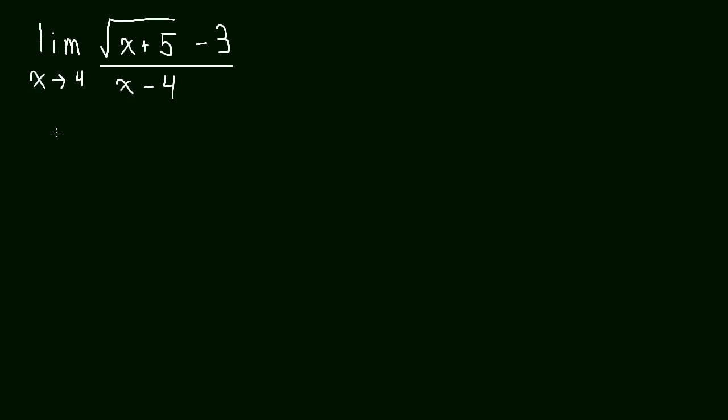So the first step is to remember again the difference of squares. We looked at this in the last video. A squared minus b squared is going to factor to a minus b times a plus b. And how does this help us? We don't have a squared minus b squared, we have a square root. But what we do have is what we can think of as an a minus b. And let me show you over here.